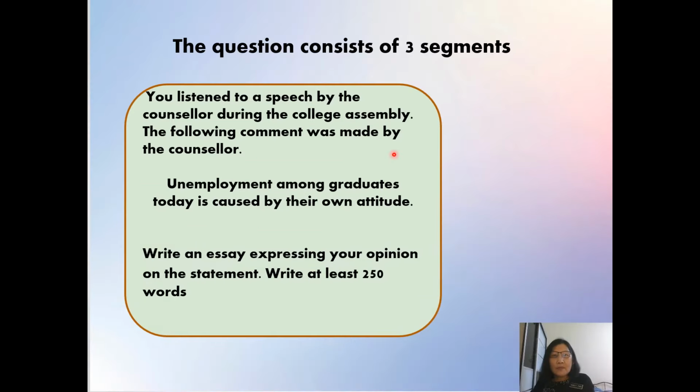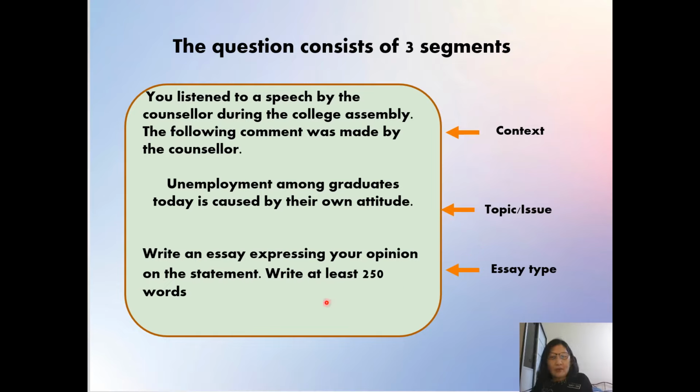This is a sample argumentative essay question for Muet. The question consists of 3 segments. The first segment is the context where a situation is presented. The second segment comprises the issue or the topic to be discussed. The third segment indicates the type of essay you have to write.